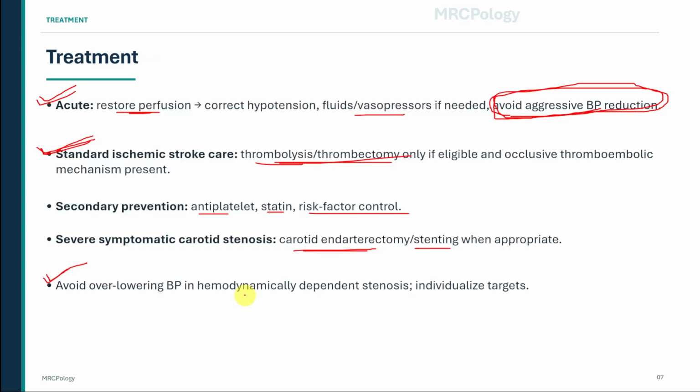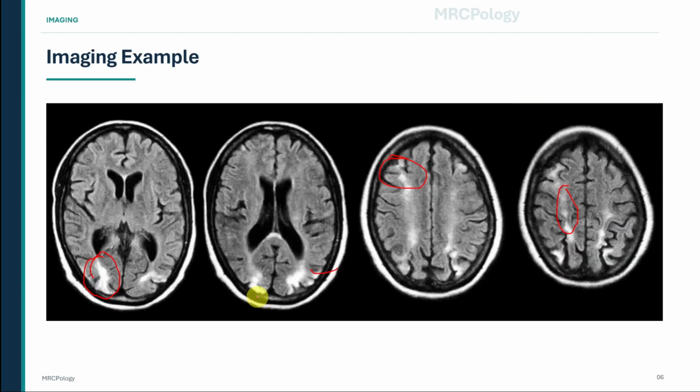MRCP trap: do not call every watershed infarct purely hypotensive. Severe carotid disease, systemic hypotension, and artery-to-artery embolism can overlap. The safest exam approach is to identify the pattern, find the trigger, image the vessels, and avoid aggressive blood pressure lowering while perfusion is threatened.